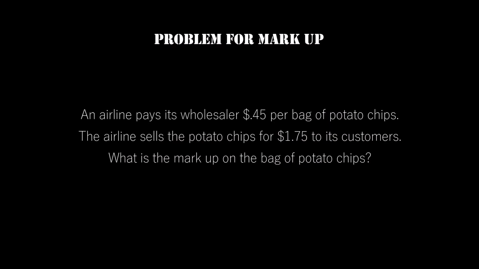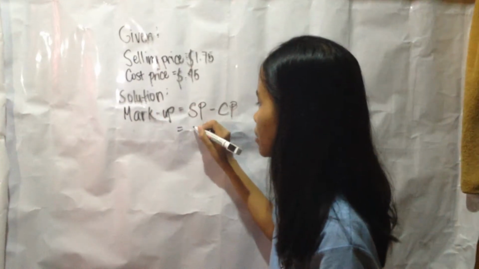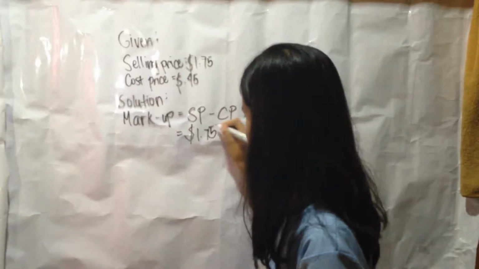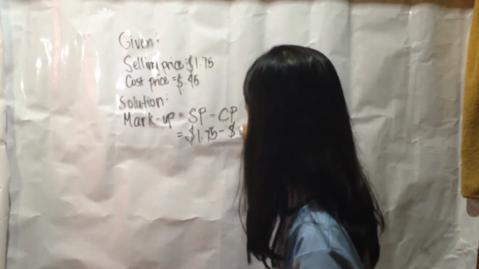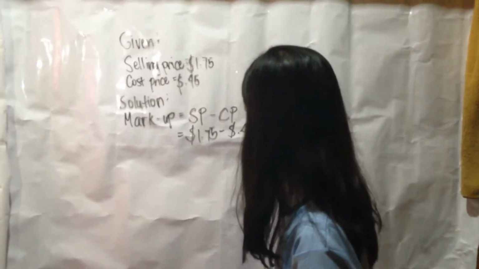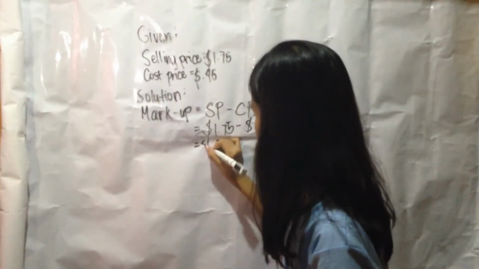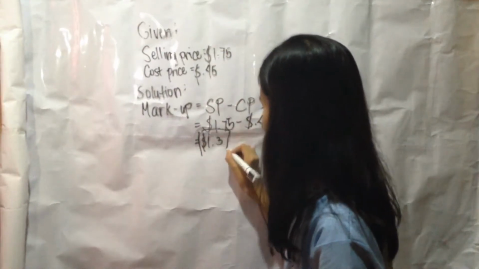So, let's have an example. An airline pays its wholesaler 45 cents per bag of potato chips. The airline sells the potato chips for $1.75 to its customers. What is the markup on the bag of potato chips? Now let's subtract. It is equal to $1.30. So that is the markup price.